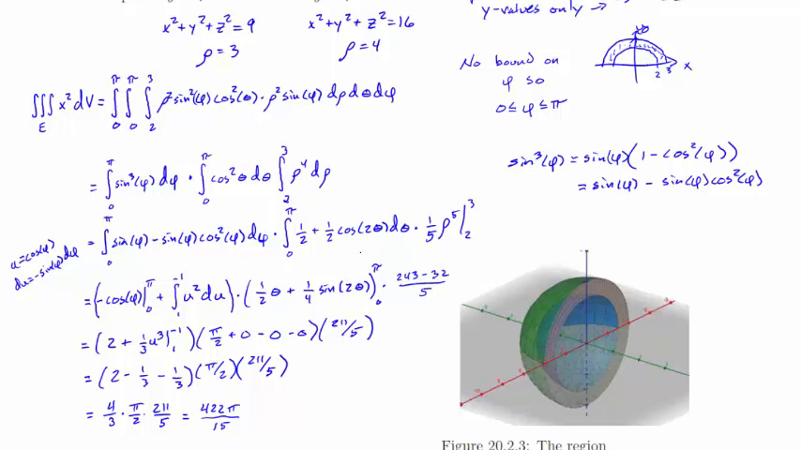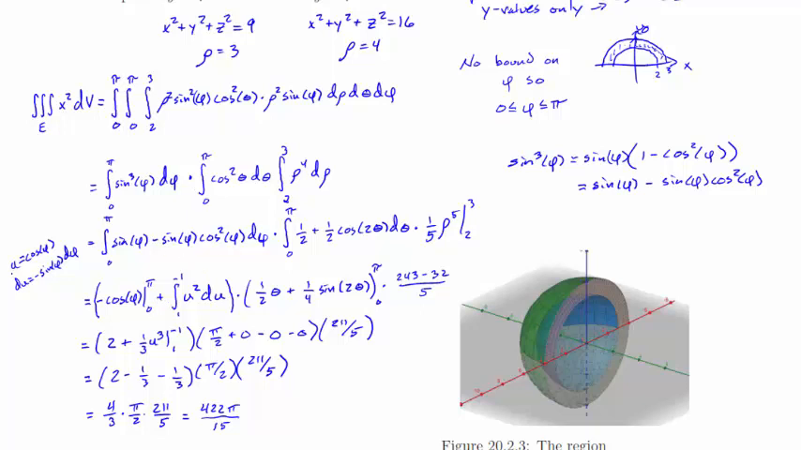So this whole thing then equals big parentheses negative cosine of phi evaluated from 0 to pi plus the integral from 1 to -1 of u squared du, close parentheses, times big parentheses 1/2 theta plus 1/4 sine of 2 theta, close those parentheses, evaluated from 0 to pi, times 243 minus 32 over 5. And that comes from the antiderivative of sine being negative cosine, and we need to evaluate it on the bounds for phi from 0 to pi.